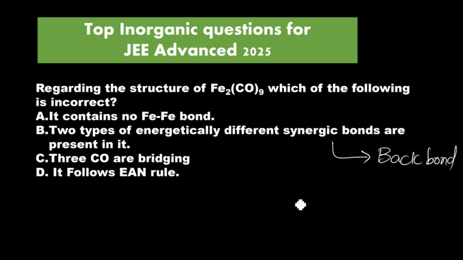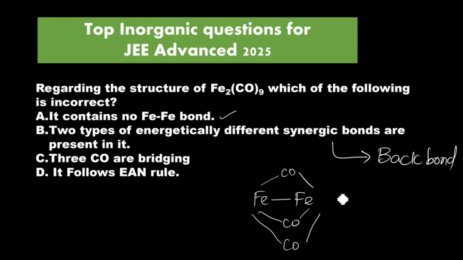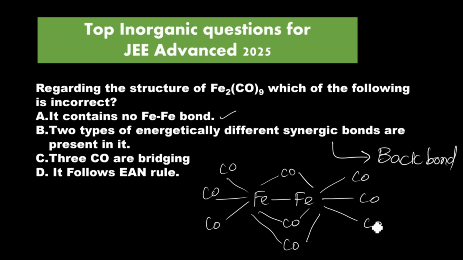Okay, so first let me give you this structure. So Fe is connected with Fe, so which is the correct statement? And here I'm having 3 bridging ligands and 3 terminal ligands on each Fe. So this is the structure of Fe2(CO)9. Okay, let's check it with the options.